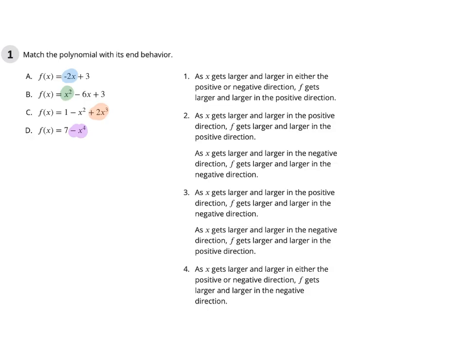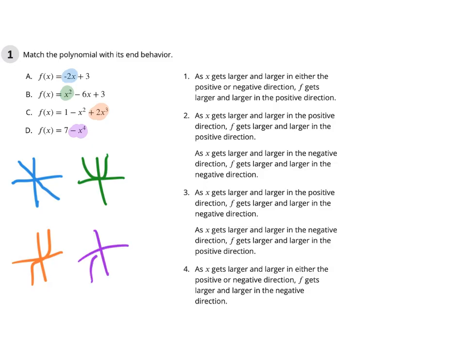Negative 2x is linear. Negative 2 is our slope. It goes down from left to right. B, x squared, is positive x even. It looks like that. C is positive x odd. It looks like that. And D is negative x even. And it looks like that.